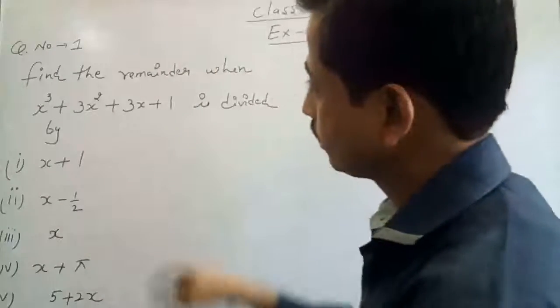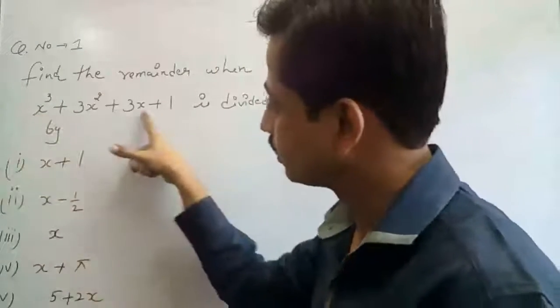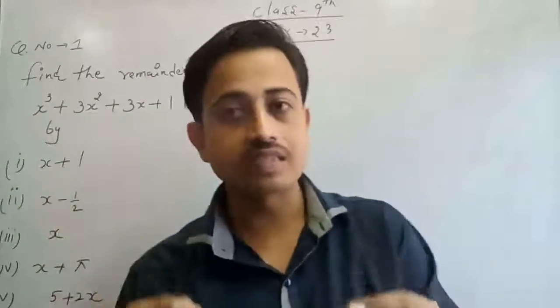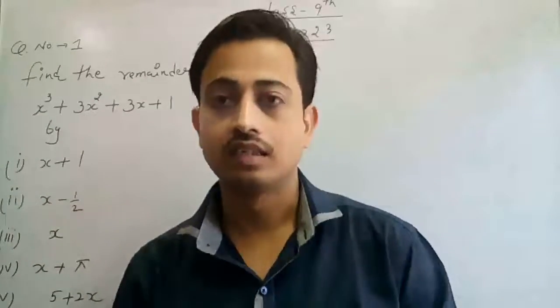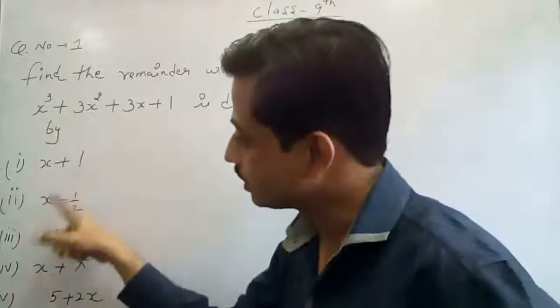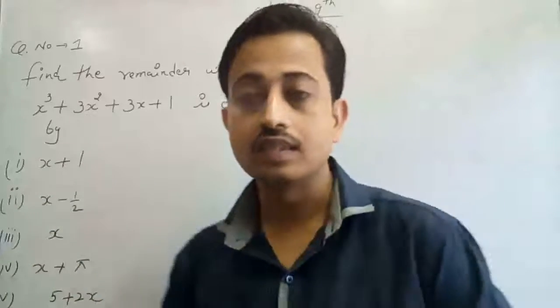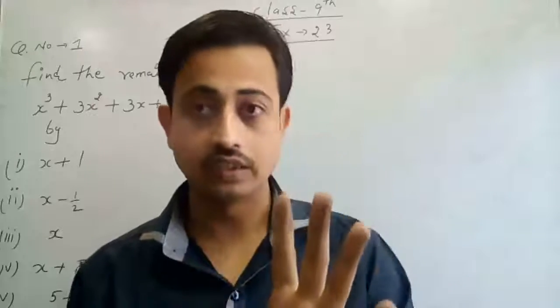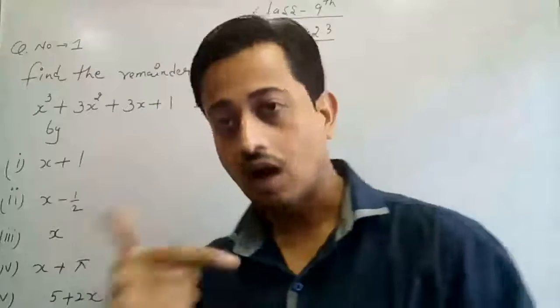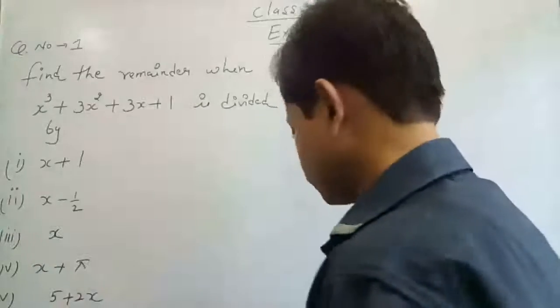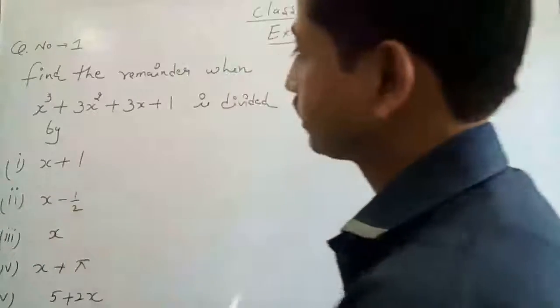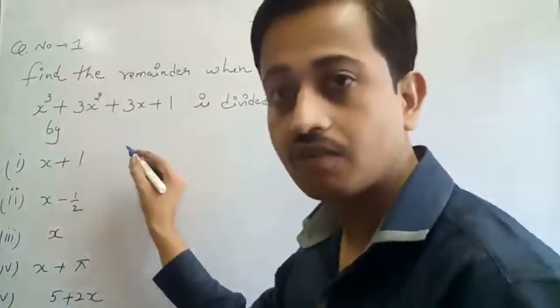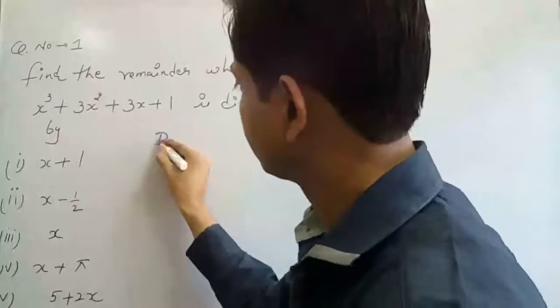Now please take a look here. What is this? This is basically your dividend, and all of these are your divisors. It means we have 5 questions that we have to do. Now I am going to take our first question. I am writing here our polynomial, which is the dividend.